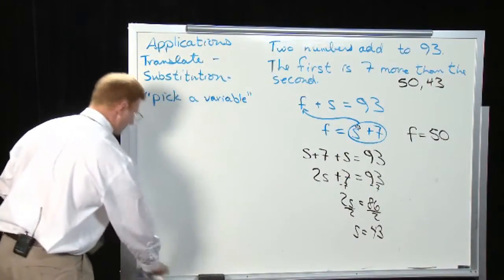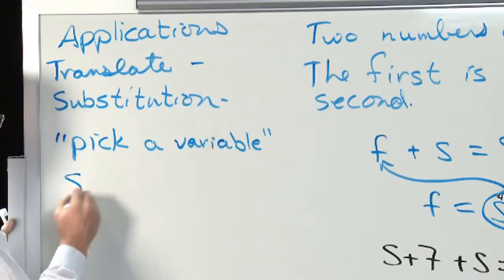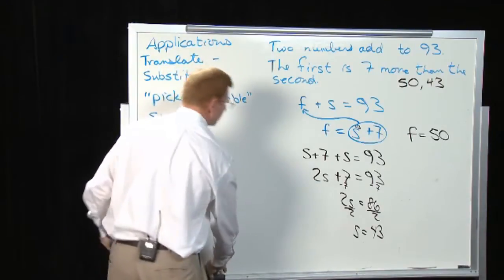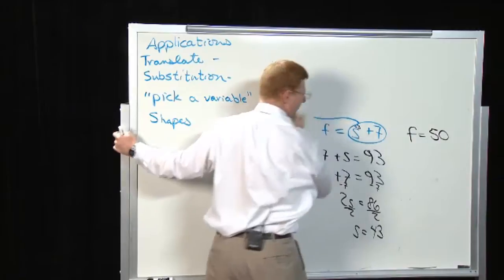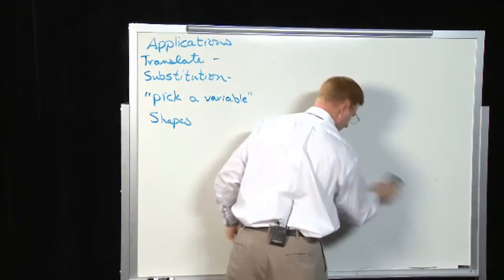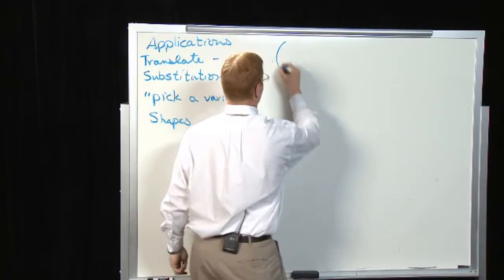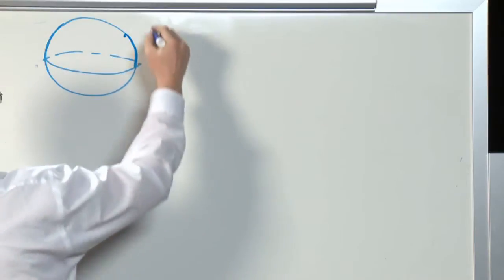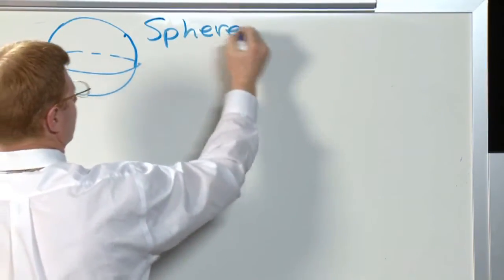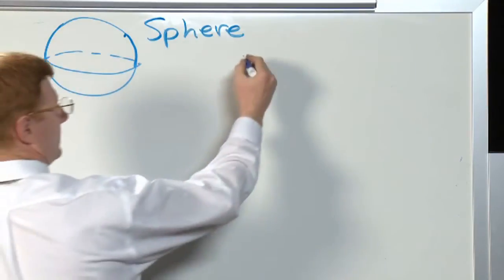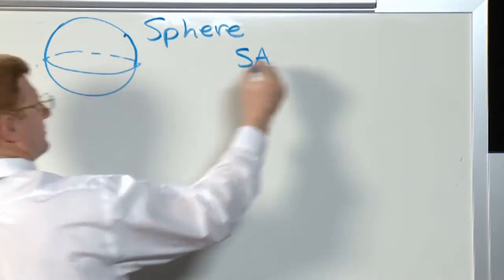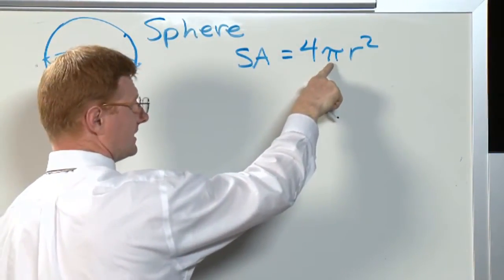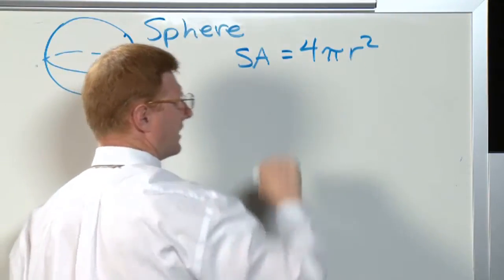And the final application that we're going to do right now is shapes. We kind of already did one of these, but we'll do another one. You have a whole bunch of formulas for a whole bunch of shapes, so we're going to pick one. This is a sphere, and it has the following formulas: the surface area on this sphere is 4 times pi times the radius squared.